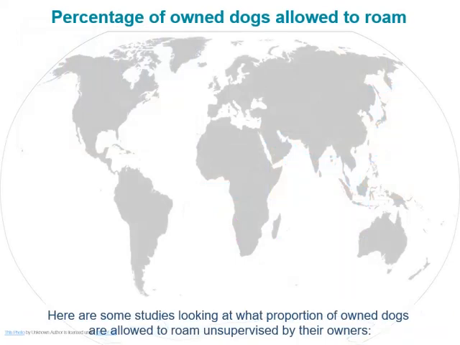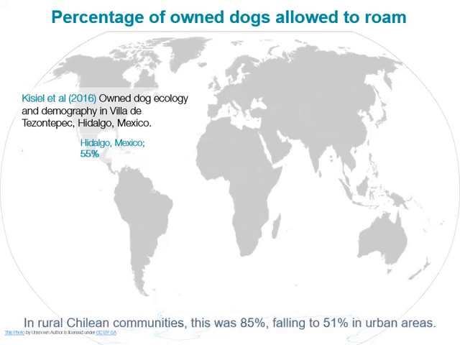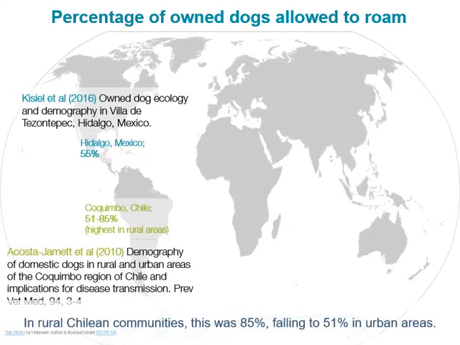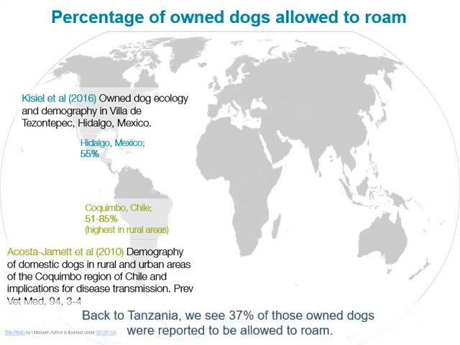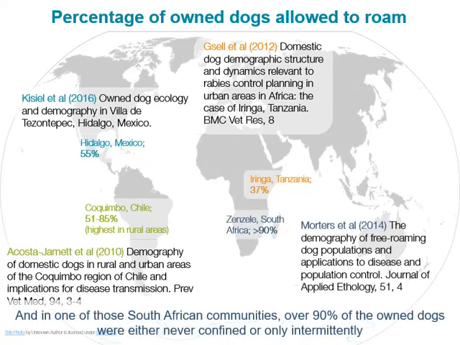Here are some studies looking at what proportion of owned dogs are allowed to roam unsupervised by their owners. In rural communities in Mexico, 55% of owned dogs were allowed to roam all the time. In rural Chilean communities, this was 85%, falling to 51% in urban areas. Back to Tanzania, we see that 37% of those owned dogs were reported to be allowed to roam. And in one of those South African communities, over 90% of the owned dogs were either never confined or only intermittently.